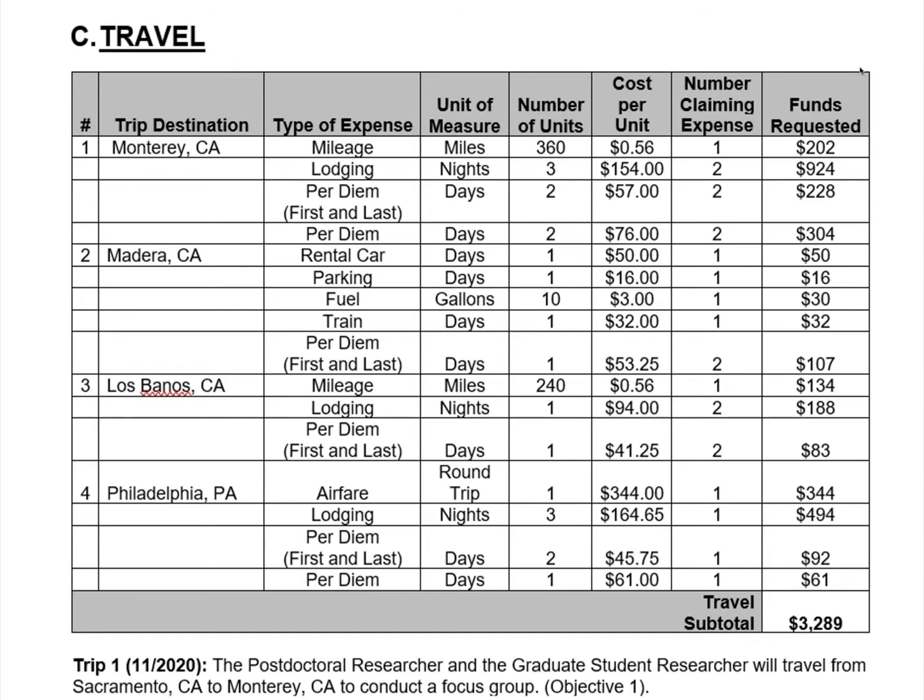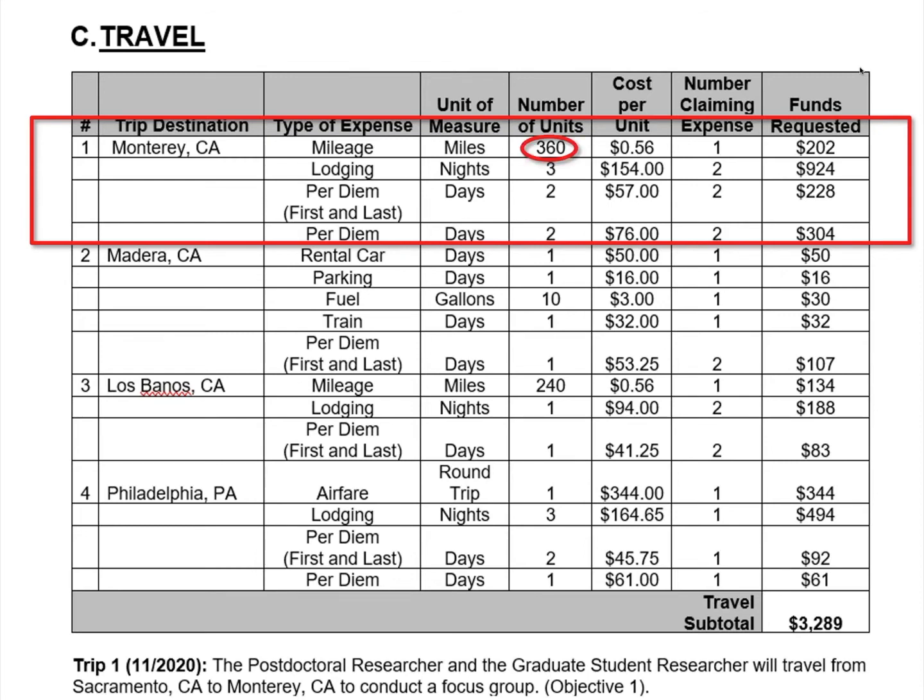This example includes 4 separate trips. For trip 1, the destination is Monterey, California, and there are 3 associated expenses: mileage, hotel, and meals. On the mileage line, 360 miles is requested at a cost of 56 cents per mile. There's only one person claiming the mileage expense because both people will be traveling together in the same car. Multiplying these 3 numbers results in $202 under funds requested.